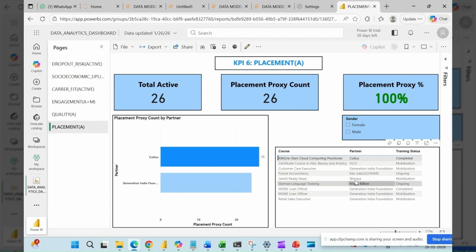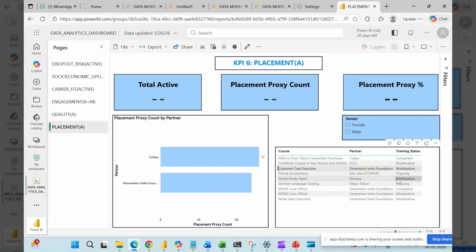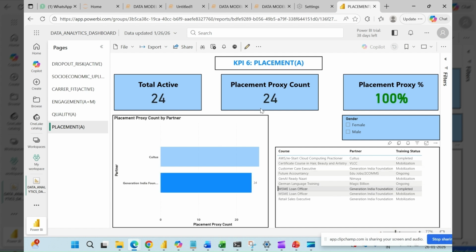Similarly, if we know that customer care executive is in mobilization, right now zero will come. And one more, this one has completed. If I click this MSME loan officer, we know that they are complete, so placement proxy is 100%. So when we get the placement data, the formula will be applied accordingly.